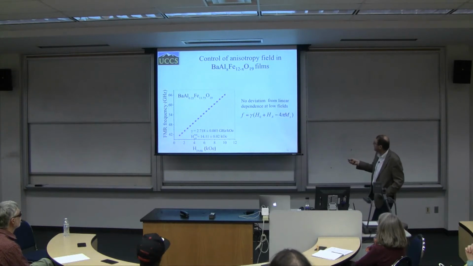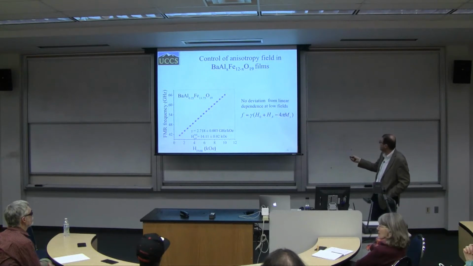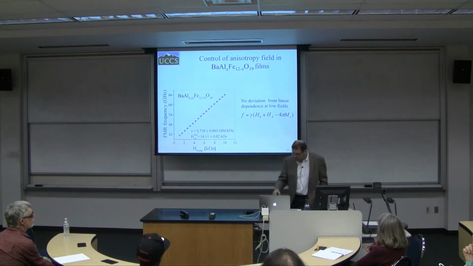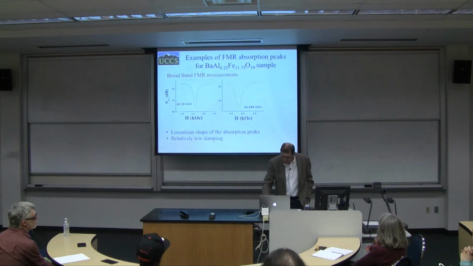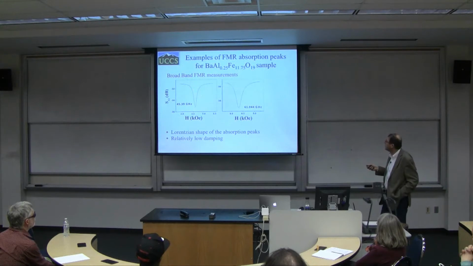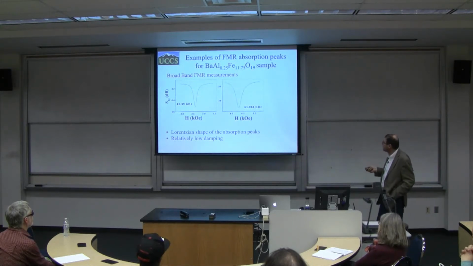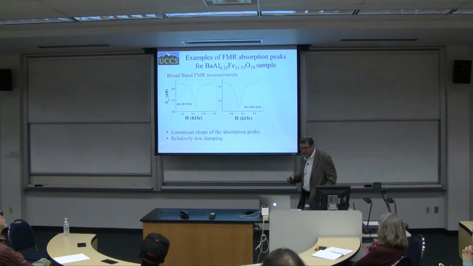From the slope, I can determine the gamma. From the intercept, I can determine this parameter HA minus 4 pi Ms. So if I know the effective saturation magnetization, I can determine the anisotropy field. And as you can clearly see, this is fairly nicely linear behavior. Here is an example of the line width, and again we can measure the line width in our films, and we can determine that these peaks are really Lorentzian shape and they have relatively low damping because the line width is very small.